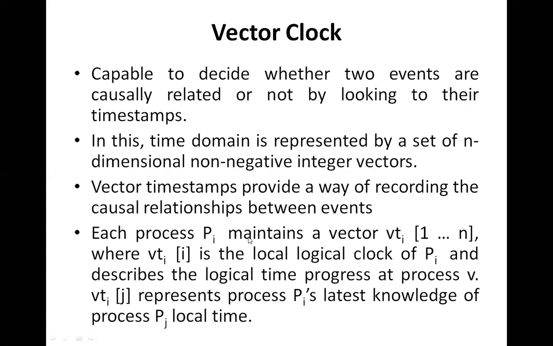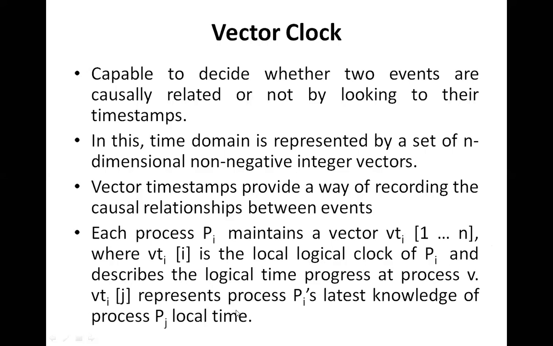Now, each process Pi, where i may be 1, 2, 3, depending on the process, maintains a vector Vti from 1, 2 up to n, where n is the total number of processes. So each process maintains a vector, where the entry Vti[i] is the local logical clock of Pi, and it describes the logical time progress at the process.